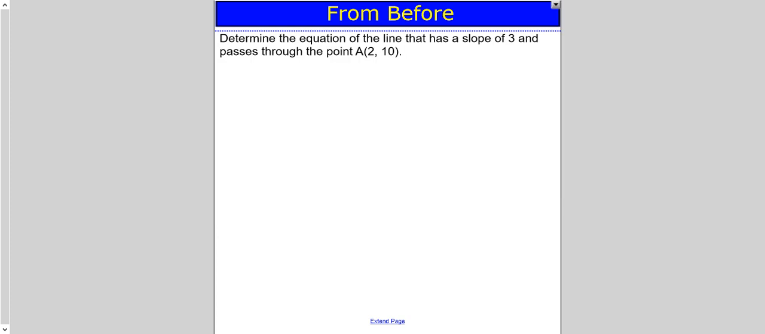Okay, so the last lesson that you had looked at was finding an equation of a line if you were given slope and a point. So let's start there as a review. In this question, it says determine the equation of a line that has a slope of 3 and passes through the point A, (2, 10). All right, so we already know it's given to us that we have a slope of 3, and we have this point at (2, 10).